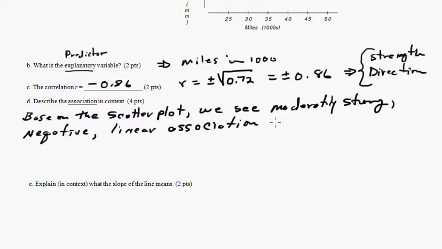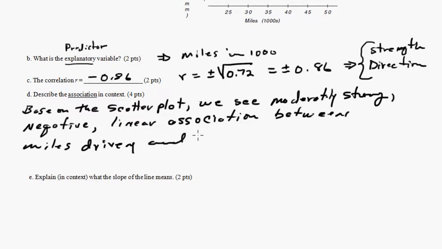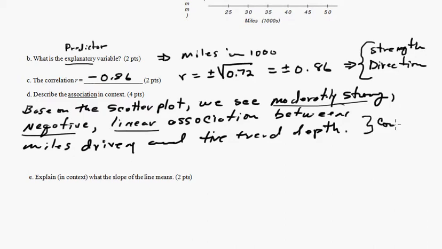Okay, now don't stop there. Between miles driven and tire tread depth. Okay, you got to write that out. You got to do 4 things. You got to talk about how strong it is, the direction, whether or not it's linear, and add context.